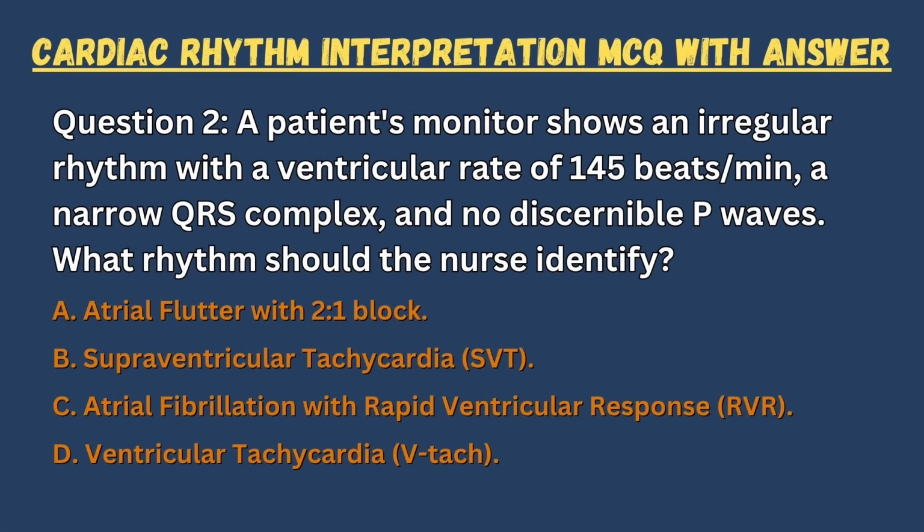Question 2. A patient's monitor shows an irregular rhythm with a ventricular rate of 145 beats per minute, a narrow QRS complex, and no discernible P waves. What rhythm should the nurse identify?